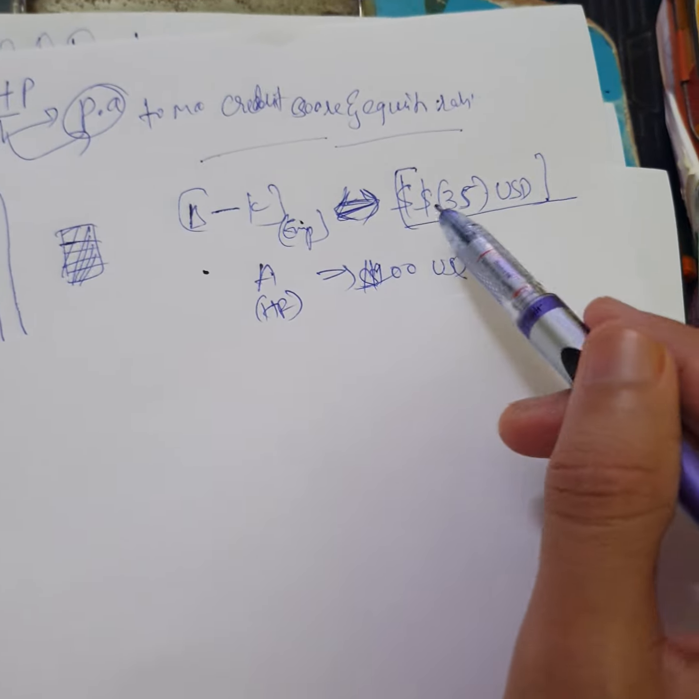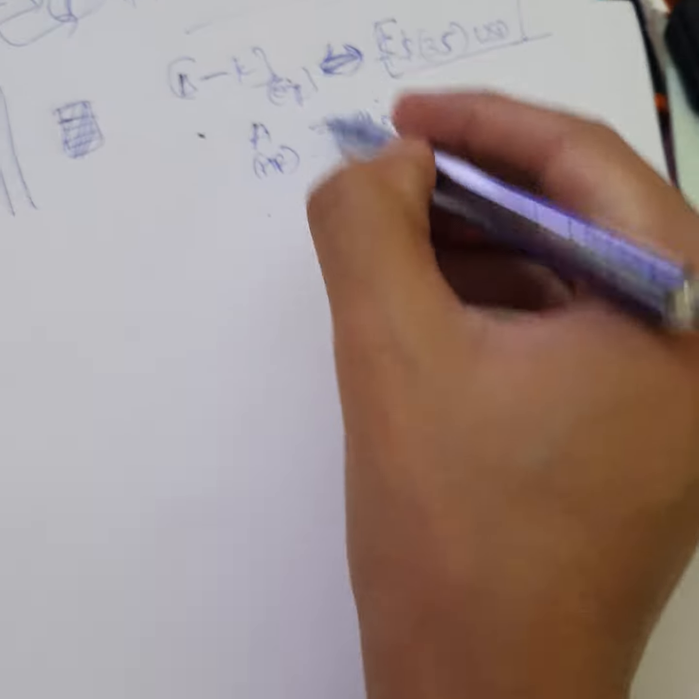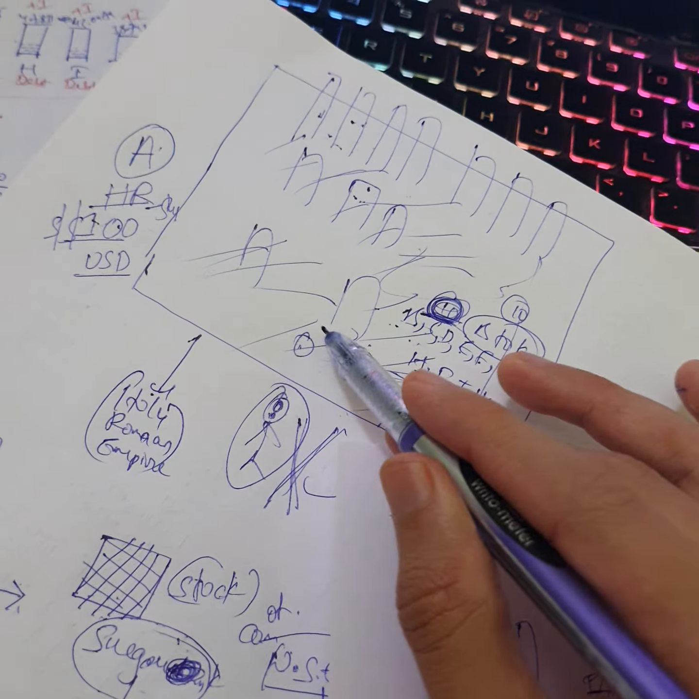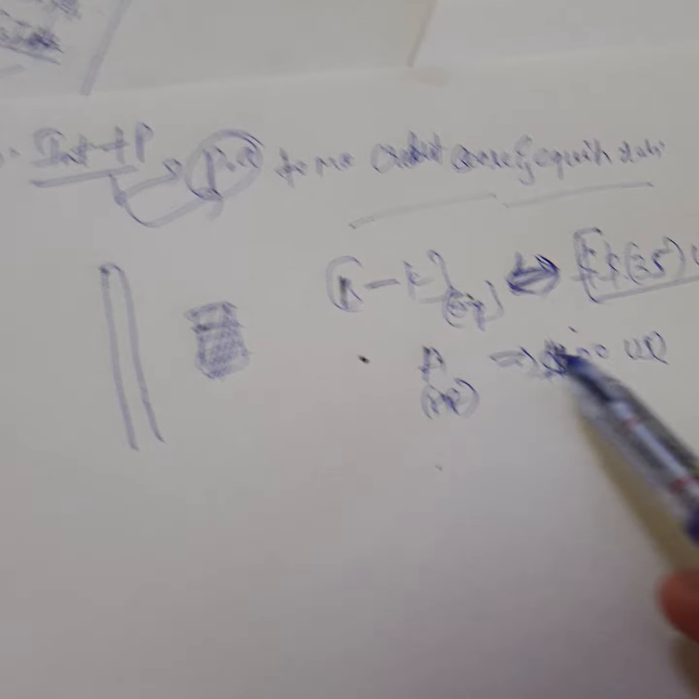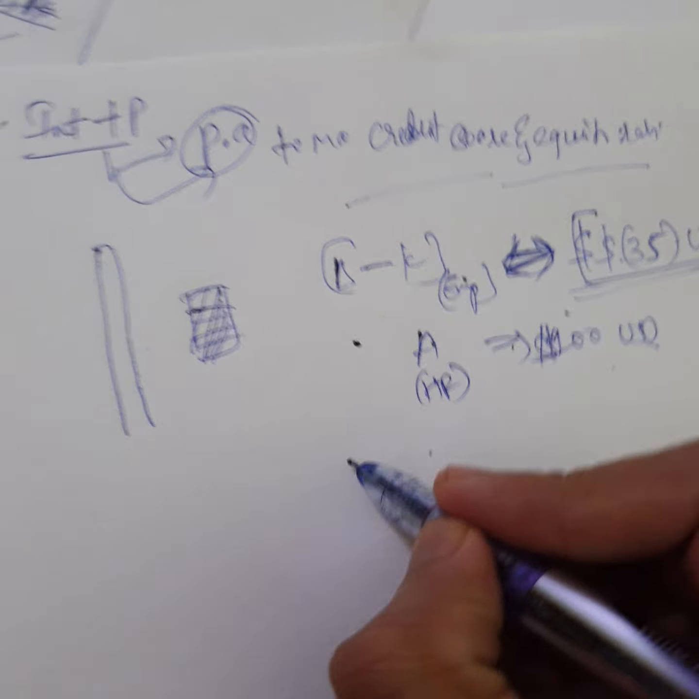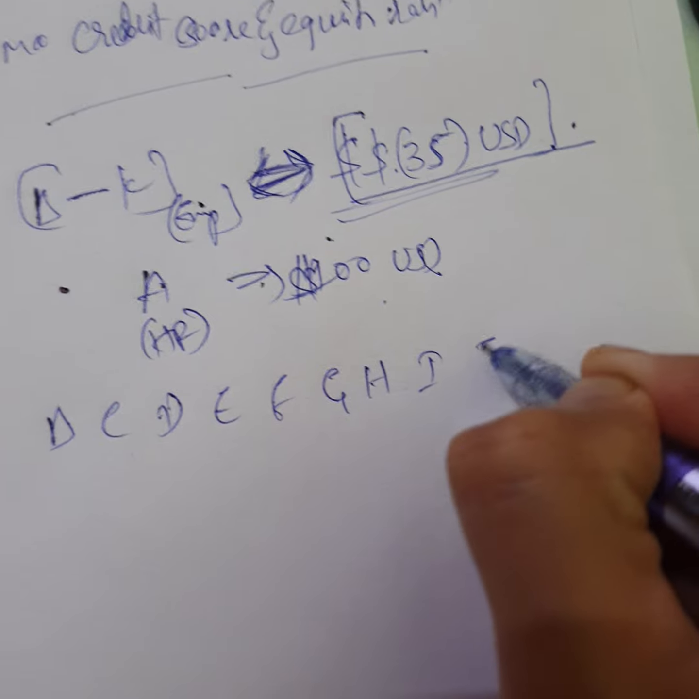B to K employees will get 35 USDs, and A, the rich man, gets 100 USDs. They are working in the agricultural fields. And here he is giving 35 USDs to each from B to K: B, C, D, E, F, G, H, I, J, K.